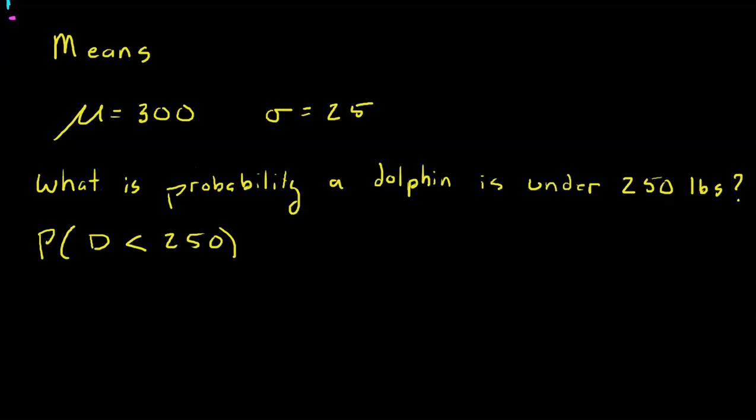So let's check out this problem here. So let's say, and I'm honestly making this up, so please don't come at me and tell me that I'm way wrong. I probably am way wrong, but I'm just making this up for the sake of a quick problem. Let's say that of all the dolphins in the world, the average weight of a dolphin is 300 pounds. But every dolphin varies a little bit, so the standard deviation of all dolphins is 250 pounds. So there's my mean, there's my standard deviation.